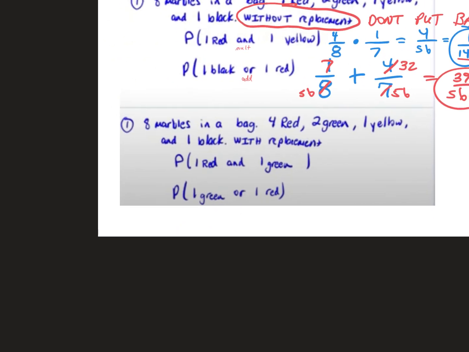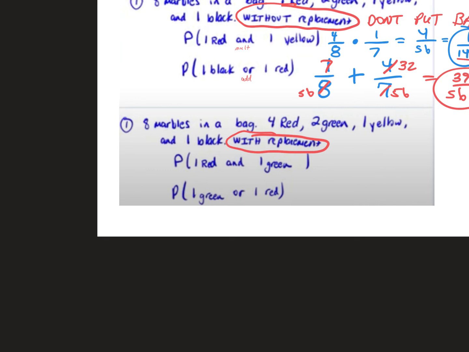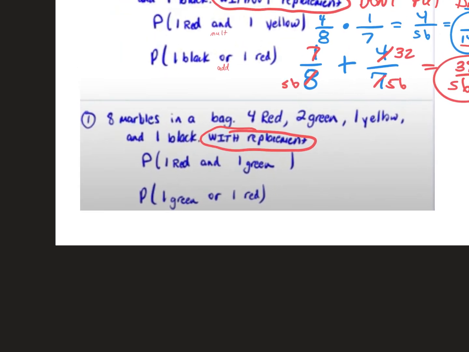All right, last one. What's important about this problem? What does this say? So what is the denominator every single time? 8. It's the same. Okay? If you replace, your denominator stays the same. If you do not replace, your denominator goes down by 1. Just try to visualize it. All right? I have and, which means to do what? Multiply. And I have or, which means to add. Write that down so you don't forget.